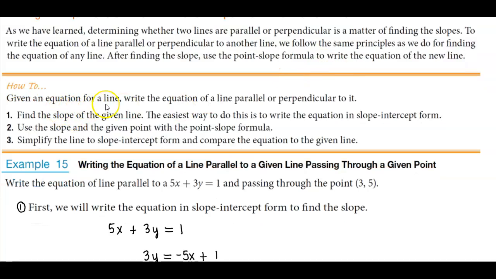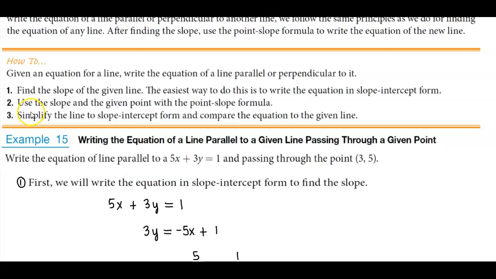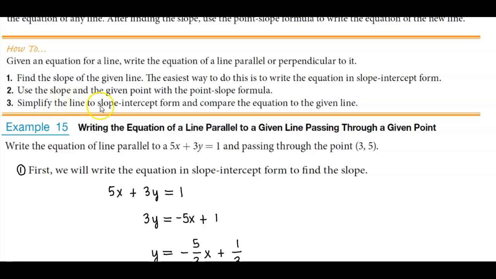Given an equation for a line, write the equation of a line parallel or perpendicular to it. Number 1, find the slope of the given line. The easiest way to do this is to write the equation in slope-intercept form. Number 2, you're going to use the slope and the given point with the point-slope form, and then simplify the line to slope-intercept form and compare the equation to the given line.